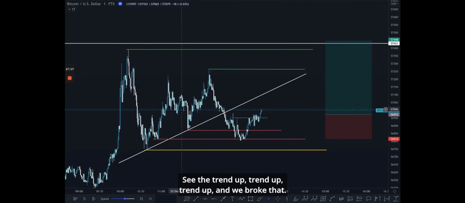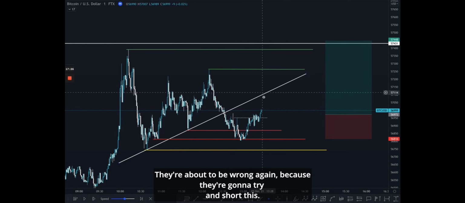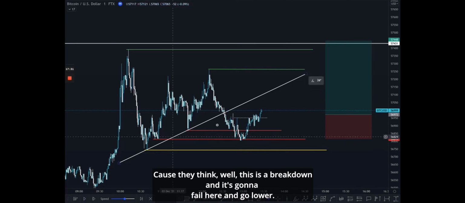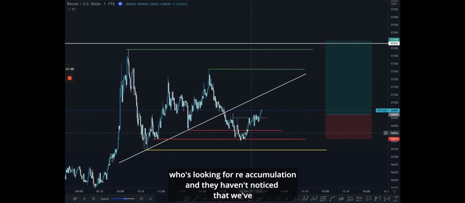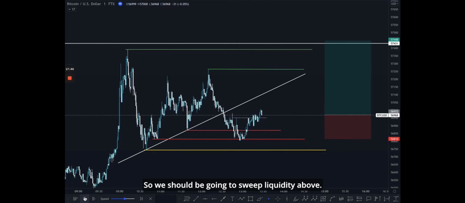Okay, so the trend up, trend up, trend up, and we broke that. So on the retest of that, typically the people who've been wrong here and wrong here are about to be wrong again, because they're going to try and short the breakdown of this trend line. They think this is a breakdown and it's going to fail here and go lower. But what they haven't noticed is, they're probably not a good price action trader looking for reaccumulation, and they haven't noticed that we've swept out liquidity and reversed. So we should be going to sweep liquidity above.